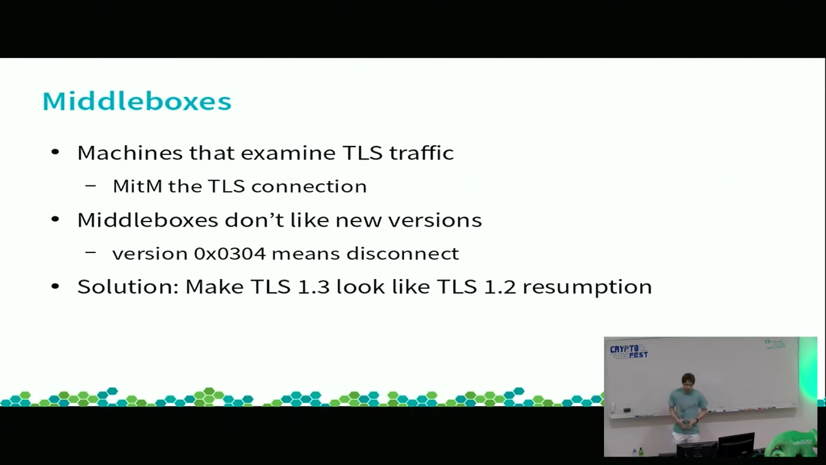But these are usually black boxes which are actually not well maintained, and some of them don't like new versions. The version on the wire of the TLS protocol is called 3.4. This is for historical reasons, because SSL 3 was 3.0, and all the following TLS versions just incremented the number. So the solution to pass TLS 1.3 through these machines was to camouflage the TLS protocol to look just like TLS 1.2.